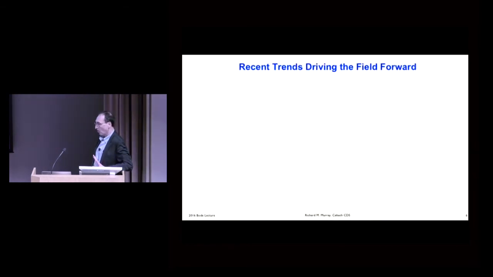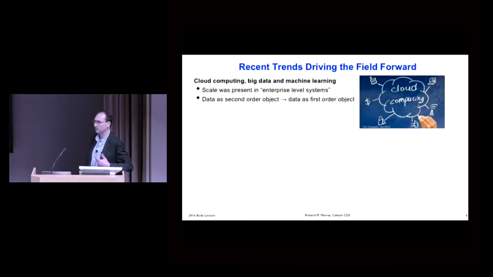One is, although I've said a little bit about it, I think we haven't spent enough time thinking about the impact of cloud computing, big data, and machine learning. So scale is certainly present in the things that I've told you about. Smart grid is certainly a large-scale system. The internet's a large-scale system. But I think traditionally within the controls community, we've thought of data as a second-order object, right? You take the data, you process it to get the thing you want, the parameters in your model, right? And then it's the parameters in the model that you actually deal with. The parameterized model is what you care about.